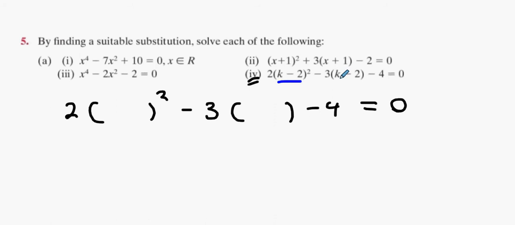Instead of a k minus 2, what can I put in instead? There we go. So x equals k minus 2. Use the reference number, Tom. 2 times minus 4.